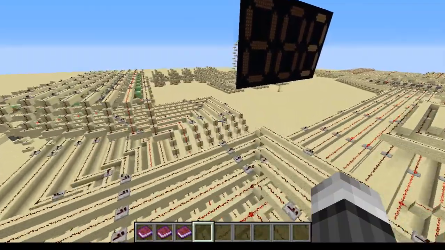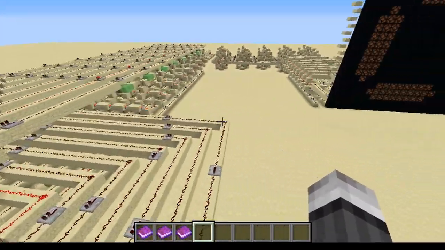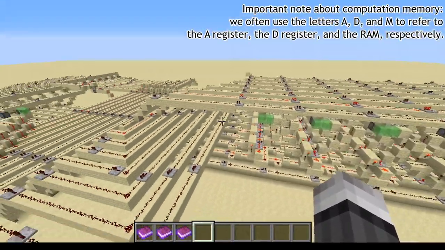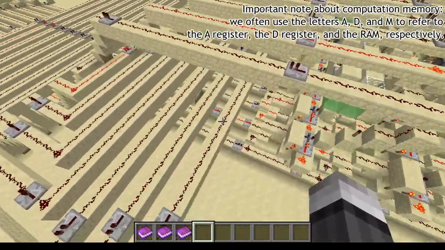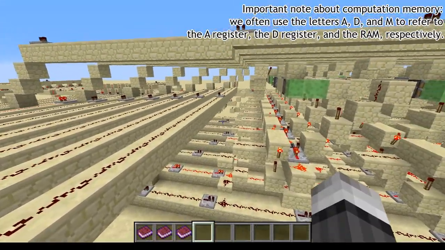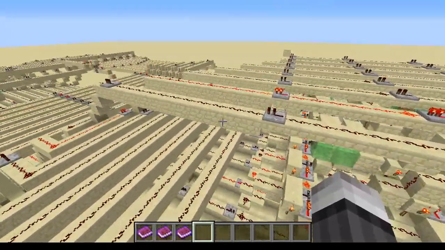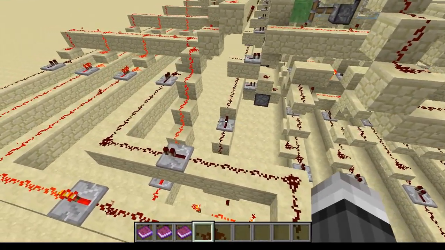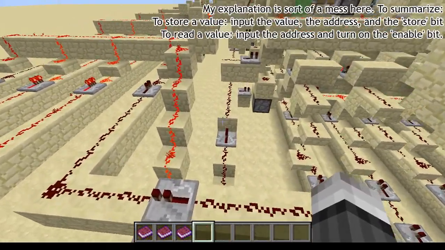And then, of course, we have the RAM, which is random access memory. You can sort of think of this as 8 registers just smushed together. We have an input line on the bottom, an output line on the top, and then we can have two sort of control bits. So we can use this line here to set.